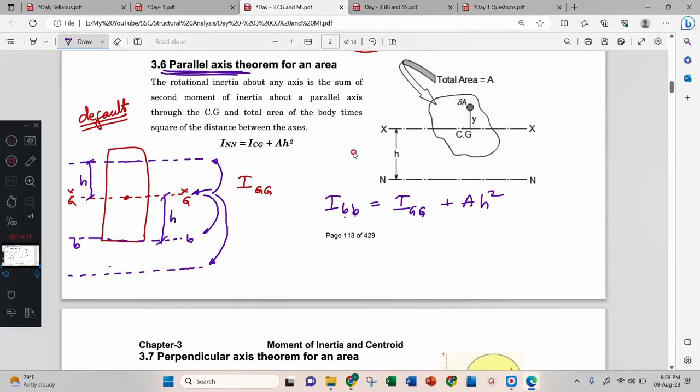If you want to transfer that one to the last axis, then this is your h. h is the distance between the central axis and where I want to transfer. Okay? That is your h. Area is the complete area, and IgG we will be knowing. This theorem is called the parallel axis theorem because you are transferring moment of inertia parallelly.